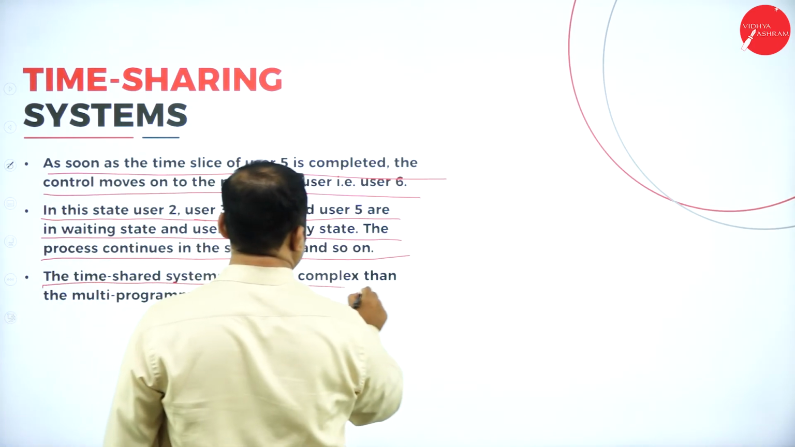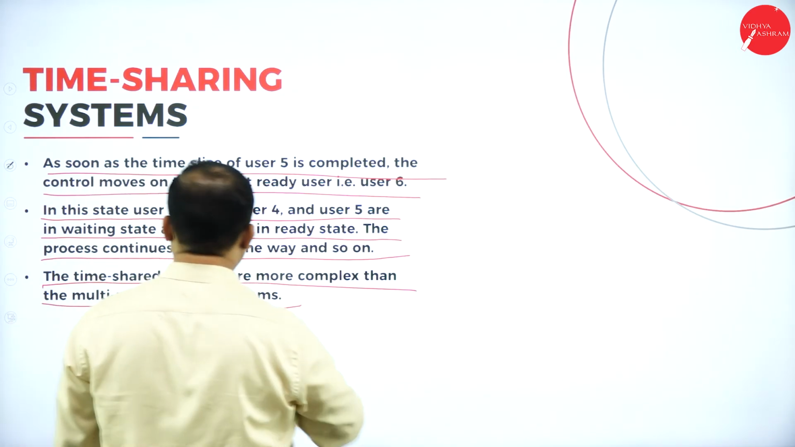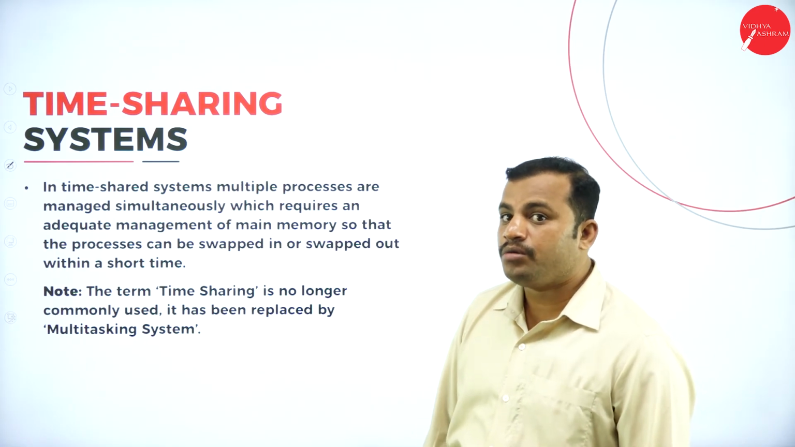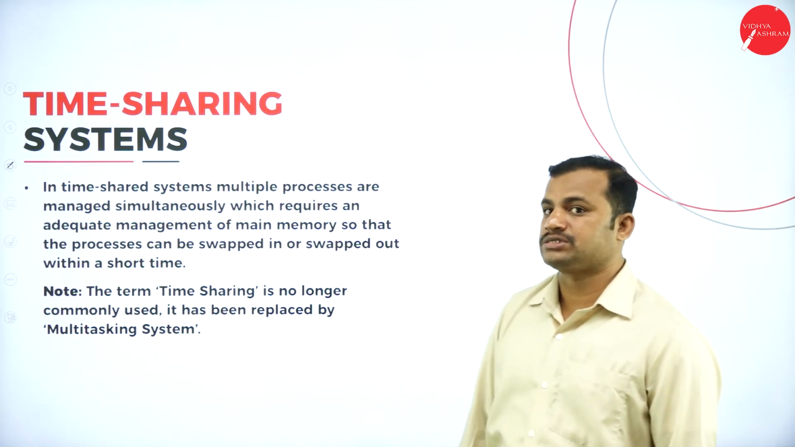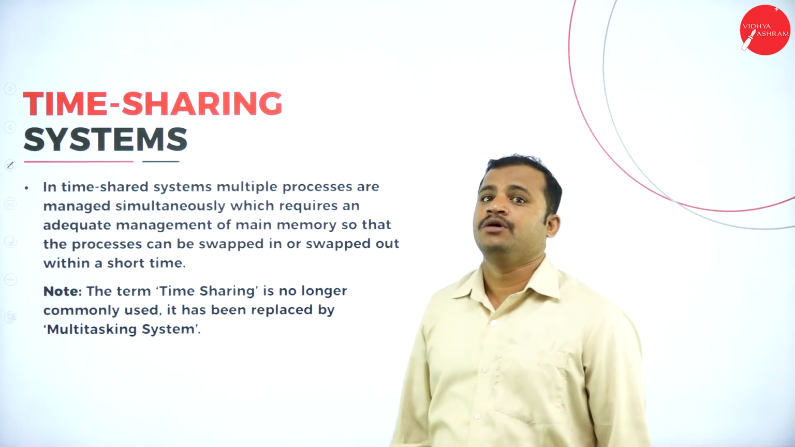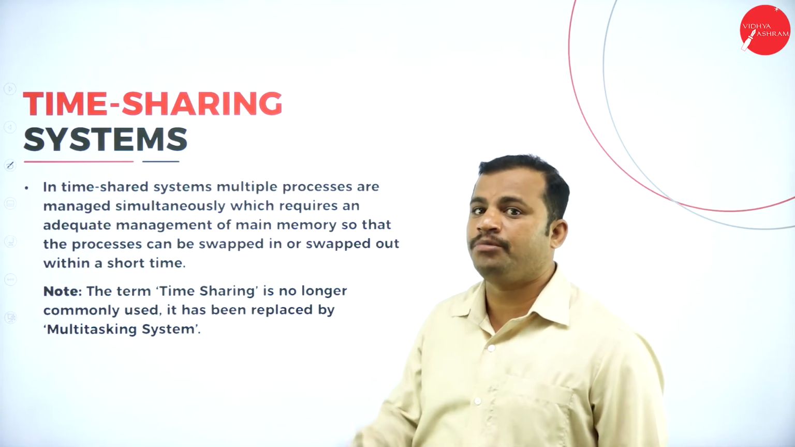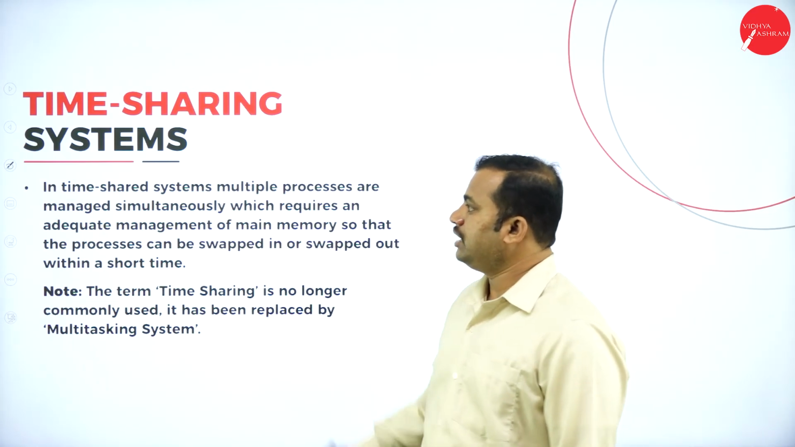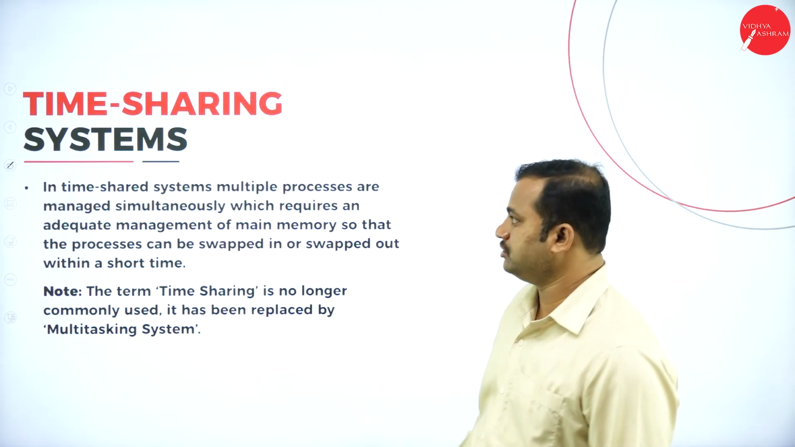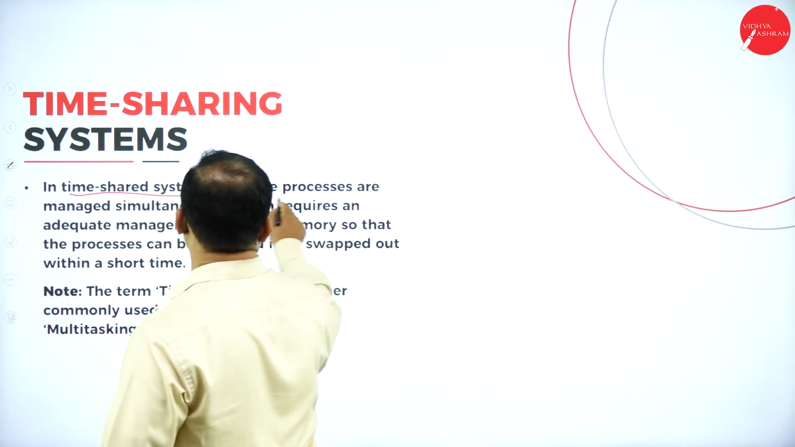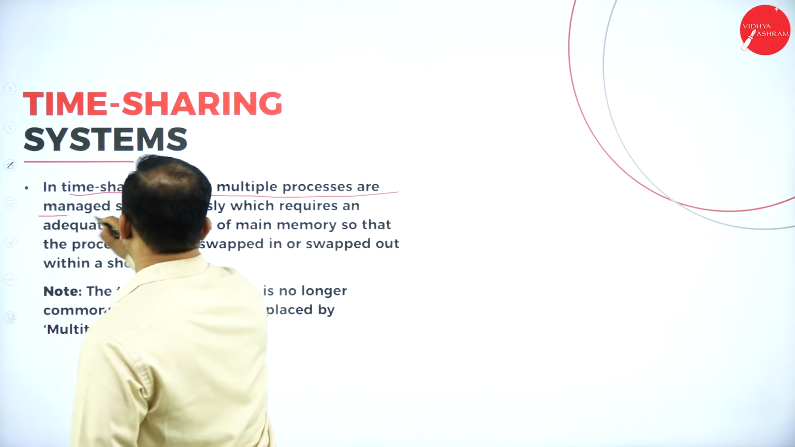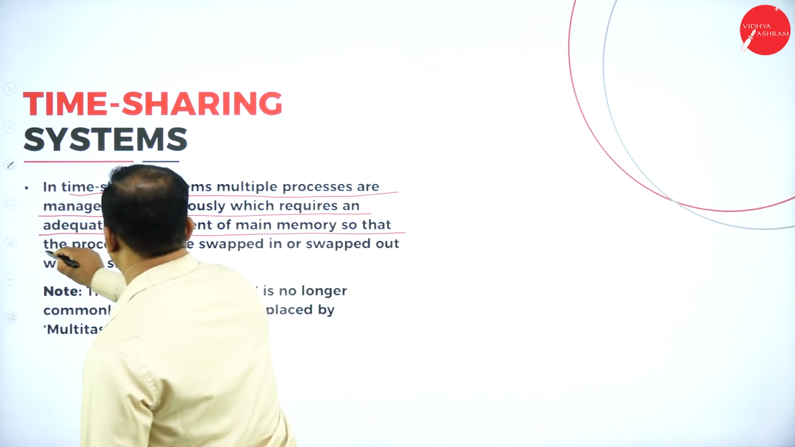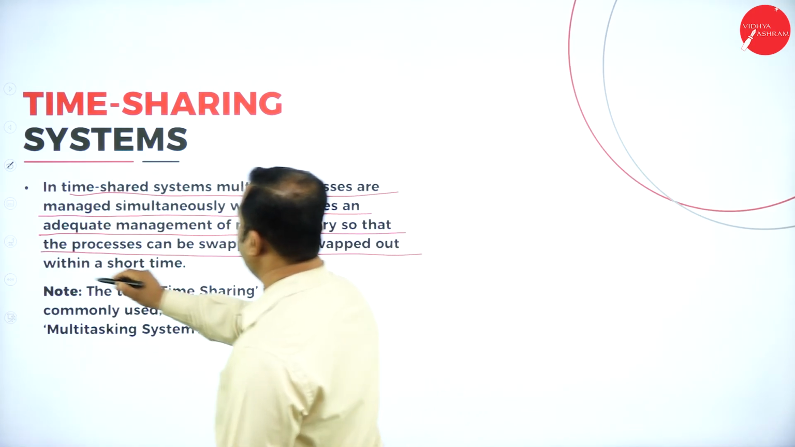The time-shared systems are more complex than the multi-programming systems. Of course, because it has to switch over from one user to another user and from one job to another job, it is very much complex. So let me take you into the detailed information. In time-shared systems, multiple processes are managed simultaneously, which requires adequate management of main memory so that the processes can be swapped in and swapped out within a short time.